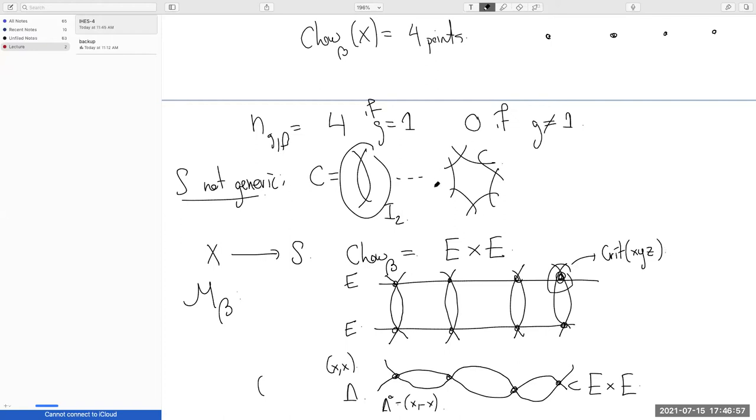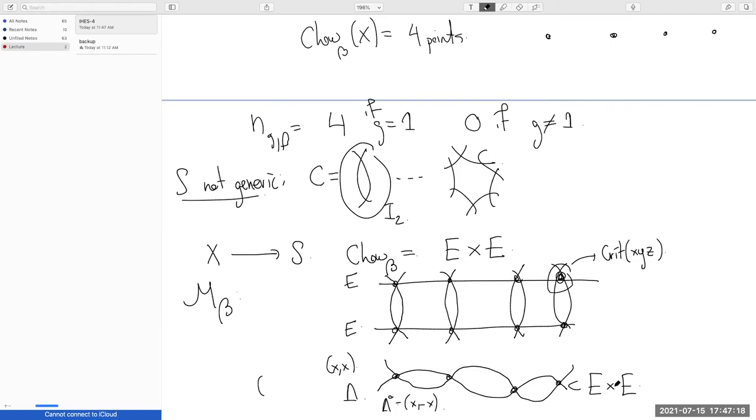And then if I did one of these more complicated configurations, another non-generic Enriques, I would get a similar picture, except it would be like E to the n. You can draw it; it would be more complicated. But you can still do the calculation. I'll explain today how to do some of these kinds of calculations.